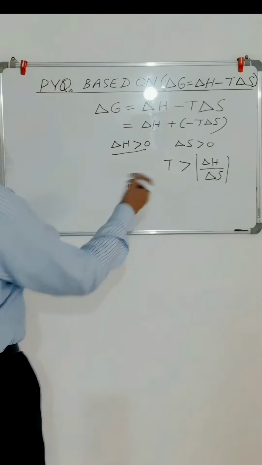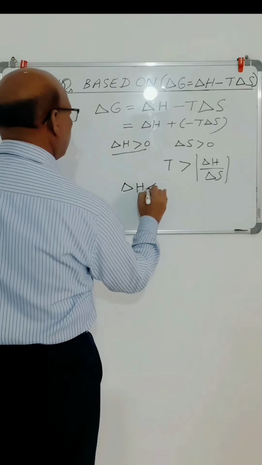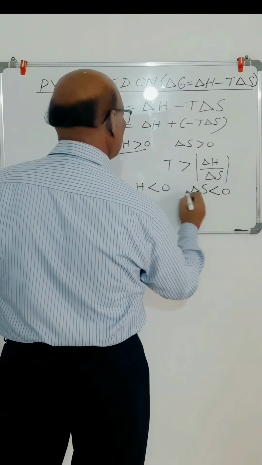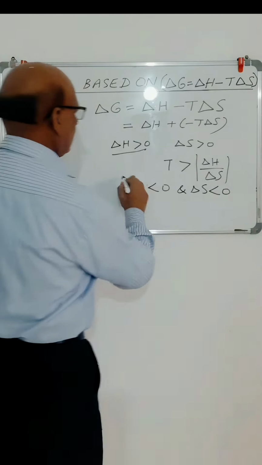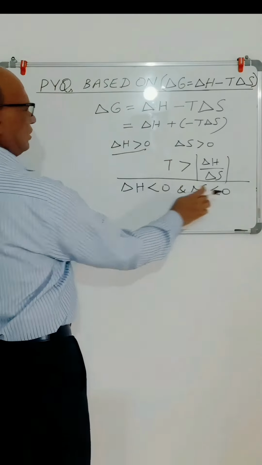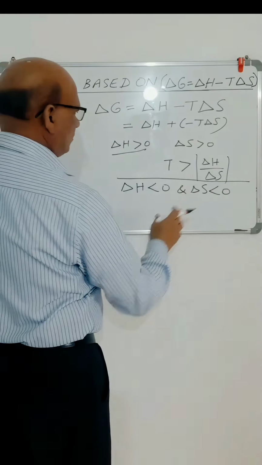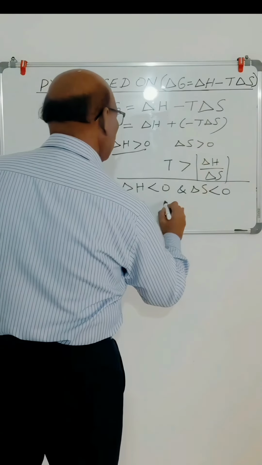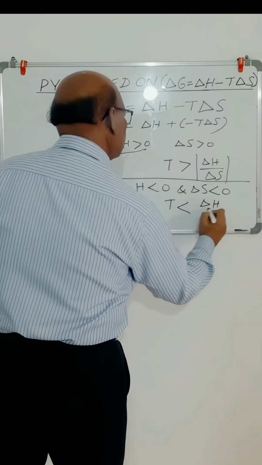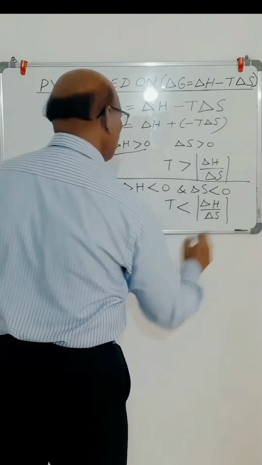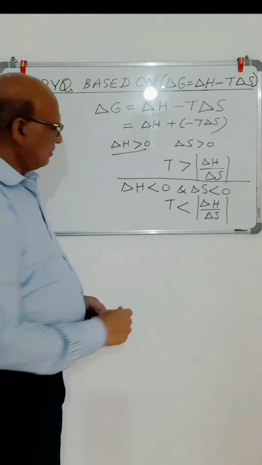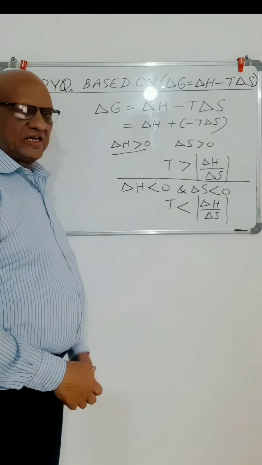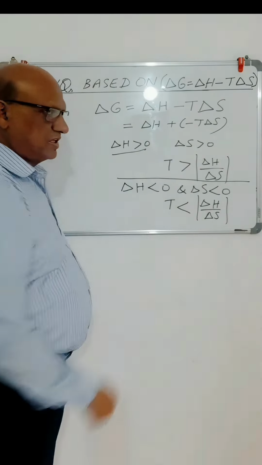And now let us take the second case where delta H is less than 0. That means the first term is negative and the second term is positive, which means delta S is also less than 0. In this case we see that the first term is negative, the second term is positive. For this reaction to become spontaneous, the positive term should be less. That means temperature should be less than delta H upon delta S. Then only this forward reaction will become spontaneous, and it is understood by Le Chatelier's principle also, because delta H less than 0 means these are exothermic reactions, and exothermic reactions are favored at lower temperature.